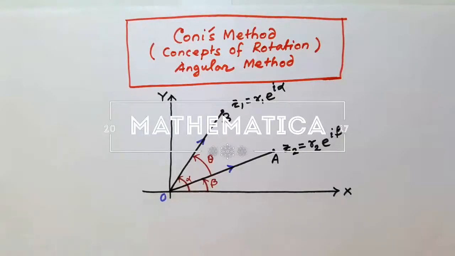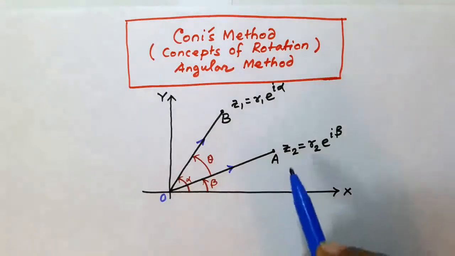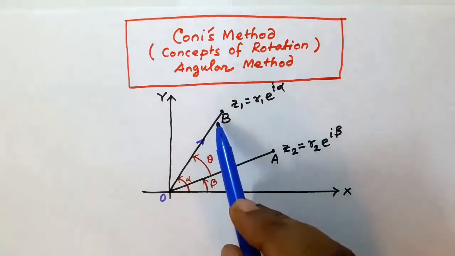Dear friends, today's topic is Coni's method, that is the concept of rotation, the angular method. We take 2 points in the Argand plane, say respectively A and B. In this figure, you are finding these 2 points, A and B.